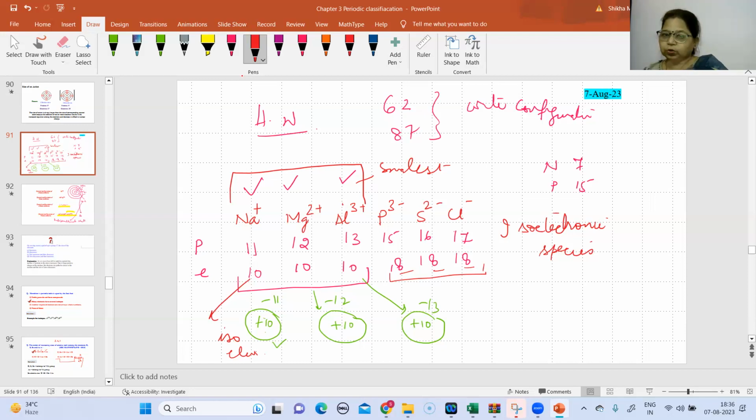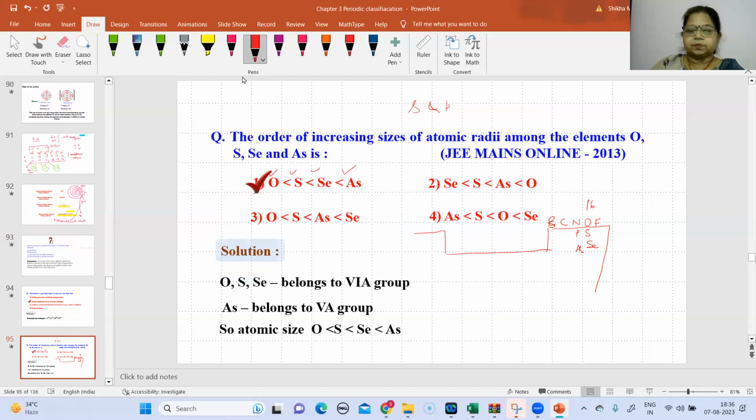If you wish, you can write down that the larger the charge, aluminium 3 plus, we have understood it is the smallest. The more the charge on the cation, the smaller will be its size. And the reverse is true for the anions, right? So let's move further.